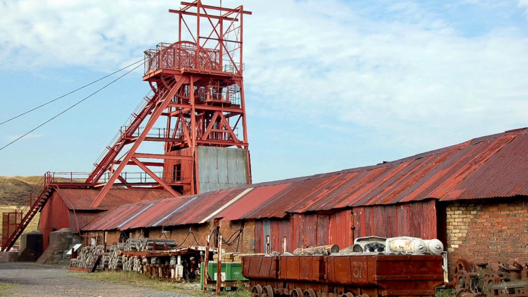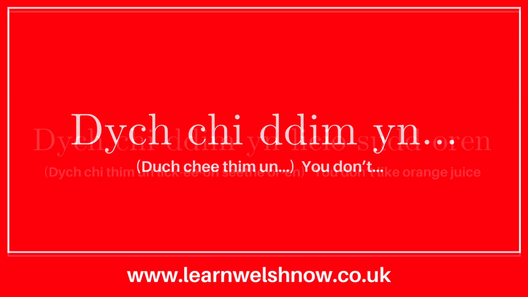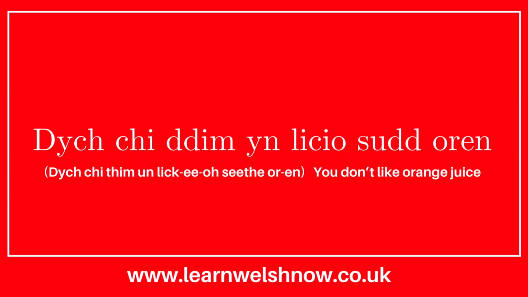And finally, we have you don't. Two forms of you don't, of course. Whenever the word you is involved, we have a formal and an informal form. The formal form is dych chi ddim yn. You don't. Dych chi ddim yn. We could say, for example, you don't like orange juice. Dych chi ddim yn licio sudd oren.